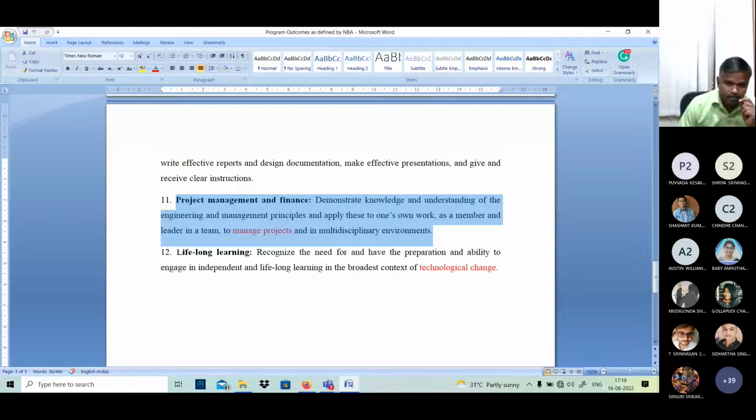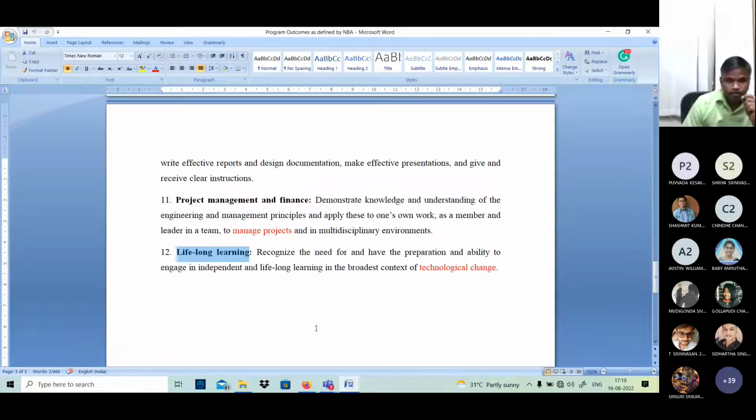And finally, 12th program outcome, lifelong learning. When you are learning a particular knowledge, how will you use that knowledge throughout your life? That means if you are becoming a software engineer, how can you utilize your learned courses in your software engineer life? That is the meaning, right?